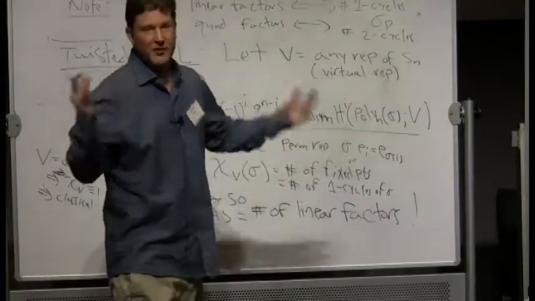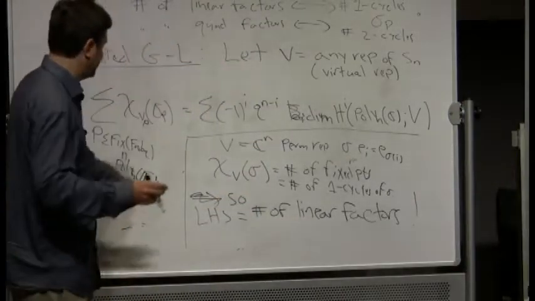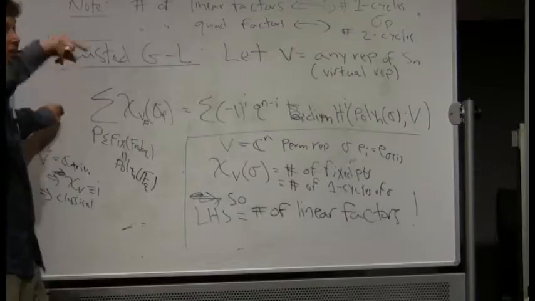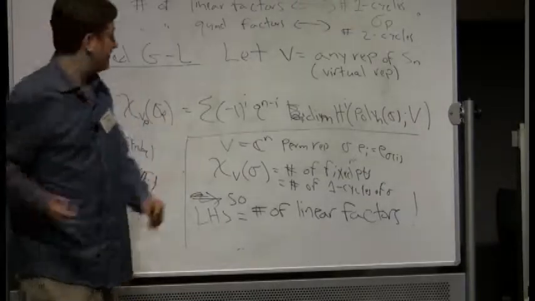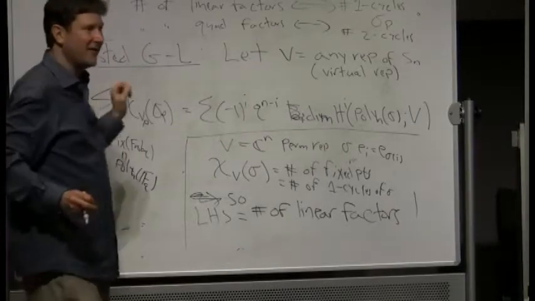I can do all these other things. What are the higher moments of this? So the expected number of linear factors, this counts the total number of linear factors over all polynomials. If you want the expectation, you divide by the number of polynomials, which is q to the n minus q to the n minus 1.